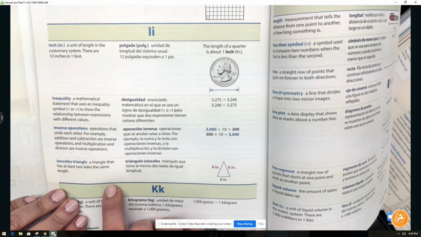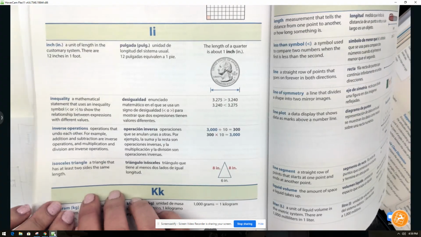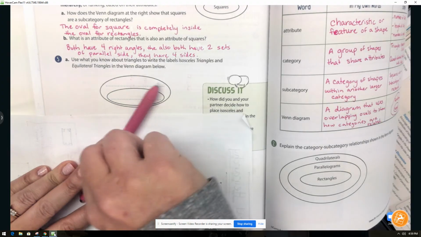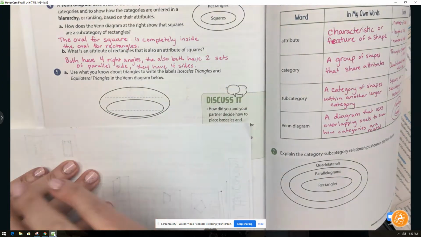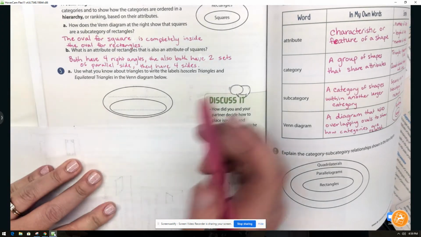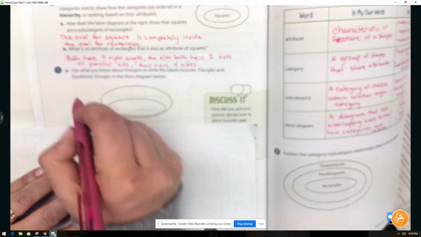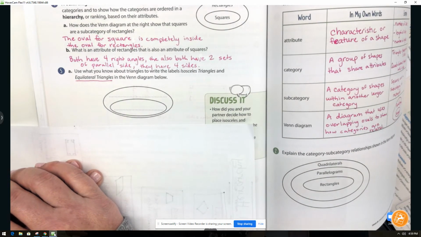So isosceles triangles always have at least 2 sides that are the same length, and equilateral triangles always have 3 sides that are the same length. So now, using what we know, what is the type of triangle that is kind of the hardest to make? That's right, that's your equilateral triangle, because you have to have 3 equal sides.